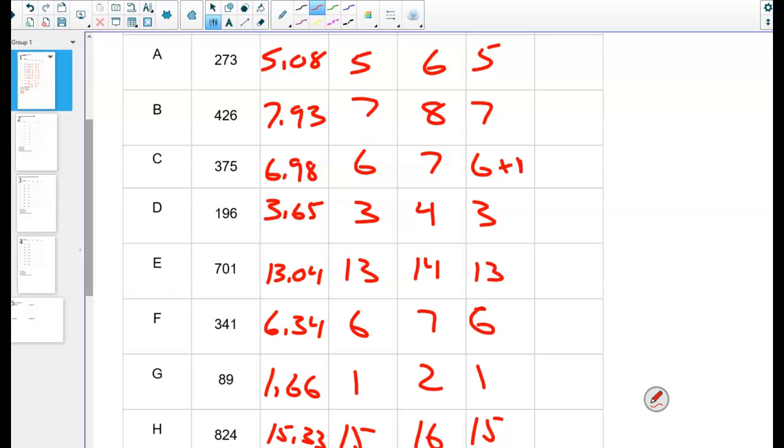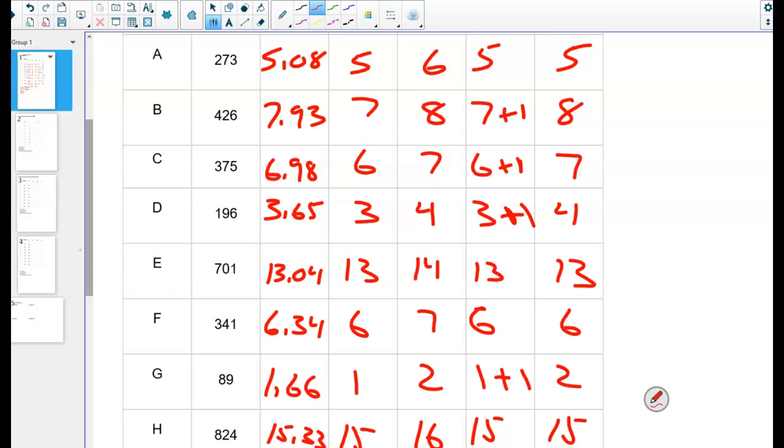0.98, 0.93, 0.66, and 0.65. Okay, and then for my final apportionment, 5, 8, 7, 4, 13, 6, 2, and 15. If I add 1, I put it in the final apportionment. If I don't add 1, I just keep that same number.